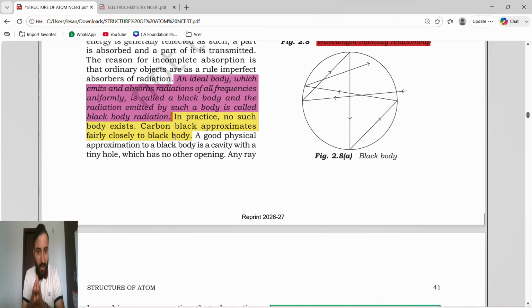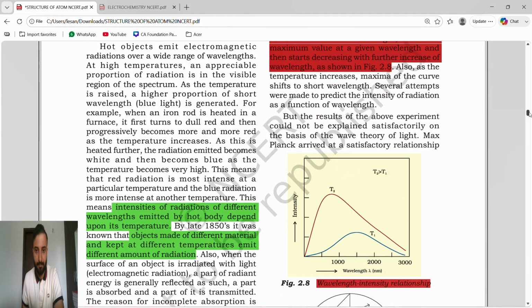In examination, if they ask what is black body, we will write this: an ideal body which emits and absorbs radiation of all frequency is called black body, and the radiation emitted by a black body is called black body radiation. Okay, next they will ask, is there a perfect ideal body like that? So we will say that no, there is no such ideal body. But if they ask the example of an ideal body, then you have to write carbon black, which is fairly close to black body. It's not a perfect black body, it is fairly close to black body. Okay, example, you have to write carbon black.